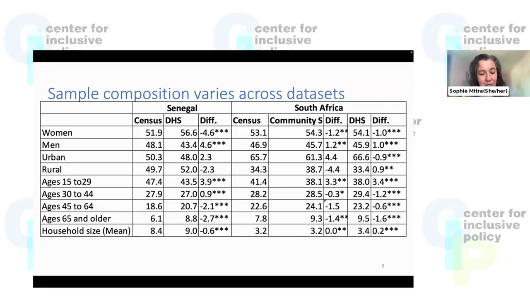Definitely having significantly more older adults in the DHS in Senegal, as we see here, could be a driver for the larger prevalence estimates through the DHS compared to the census.